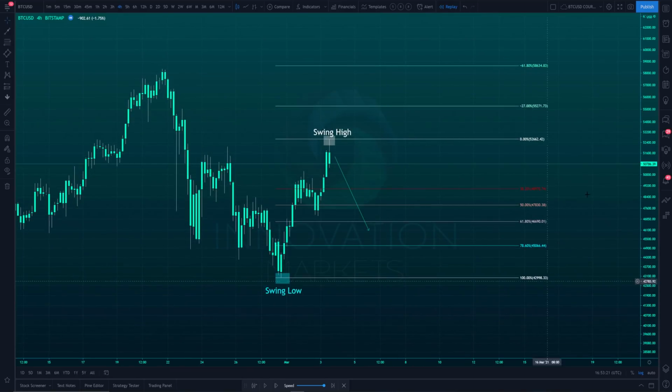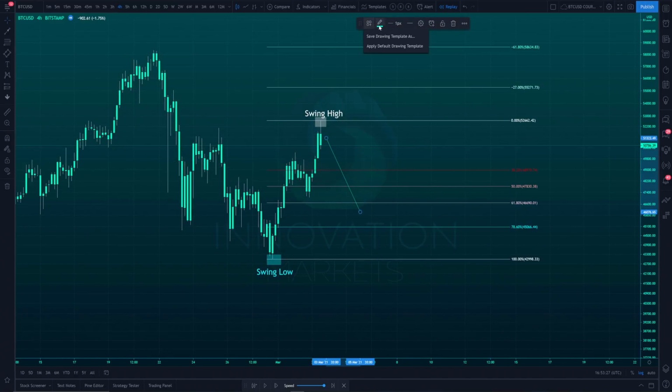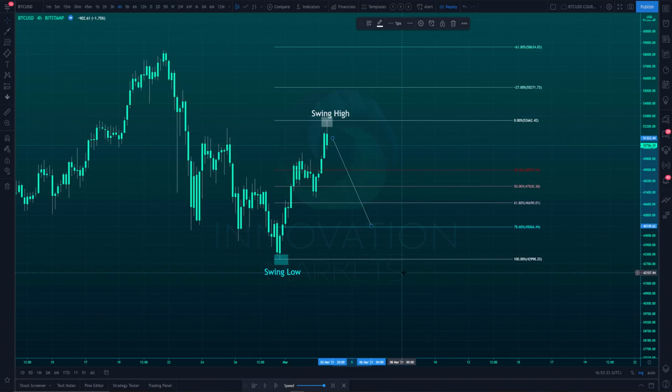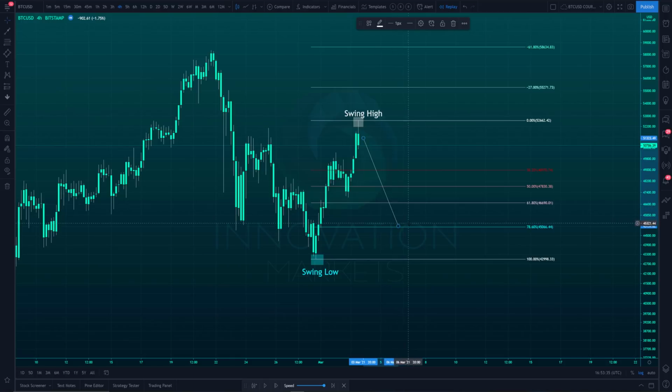Now you will notice with these levels up above, I often refer to them as extensions. That's because once we see the pullback to one of these levels, let's just say from the 78.6, the general rule of thumb is the deeper a pullback occurs in the market, the higher the likelihood is that price will then continue in the direction towards these targets.